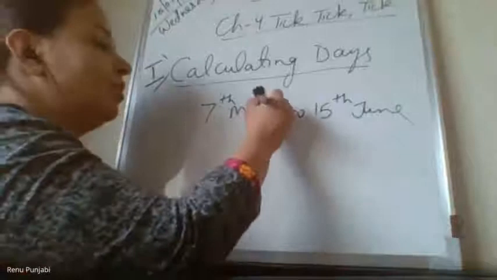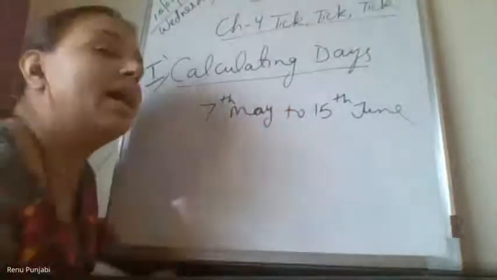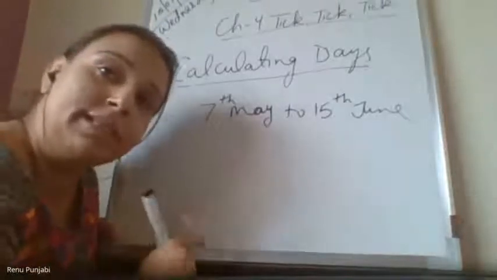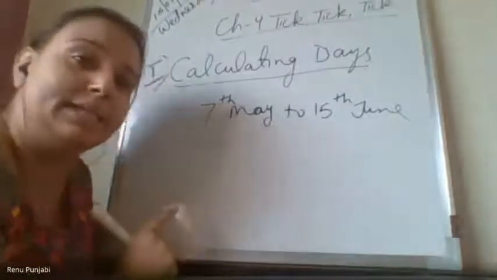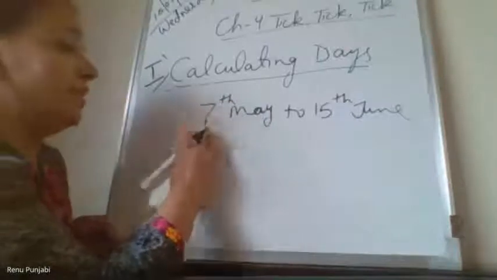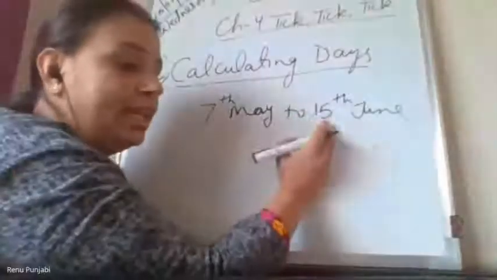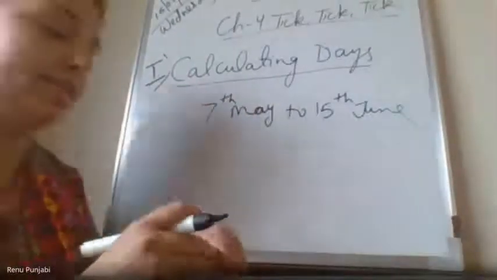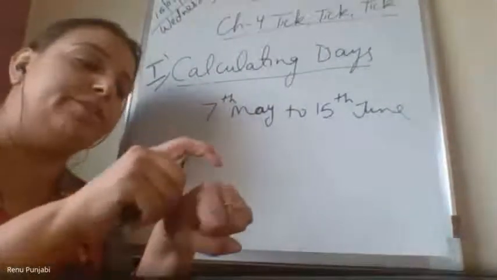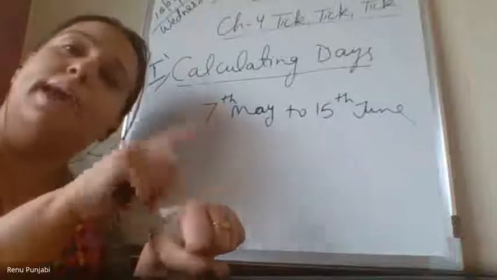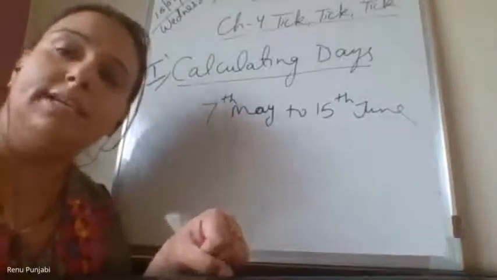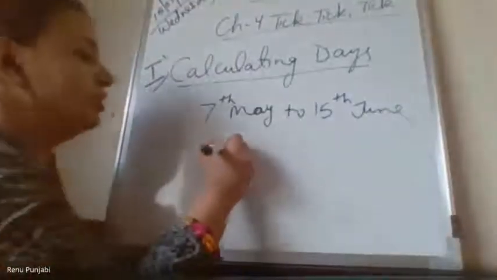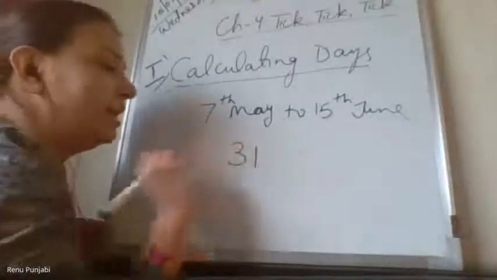So we should know how many days are in the month of May. Now here I'm telling you another method. This method also you can apply. So 7th May to the 15th June. We should know how many days in the month of May by checking this. January, February, March, April, May. May has how many days? 31 days. Very good. So May has 31 days.